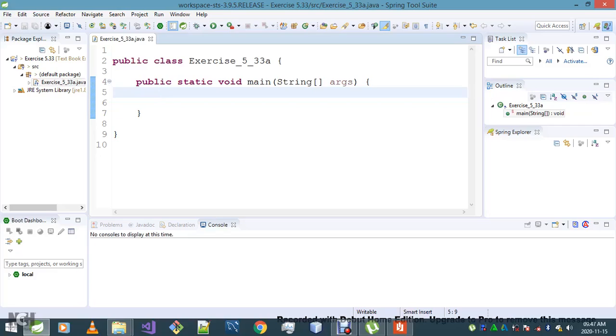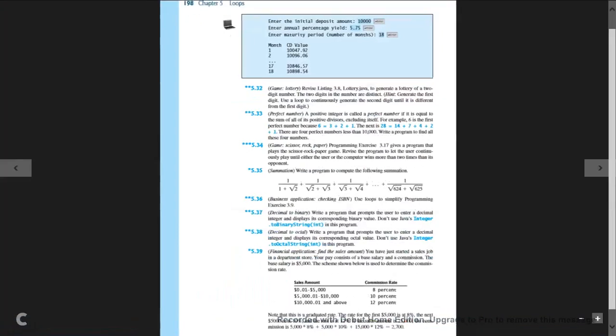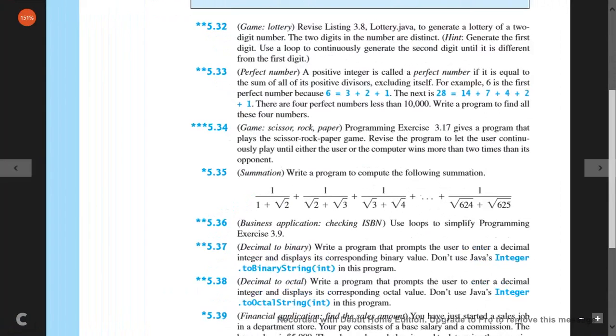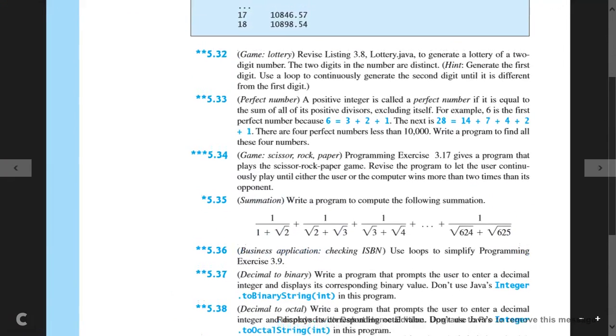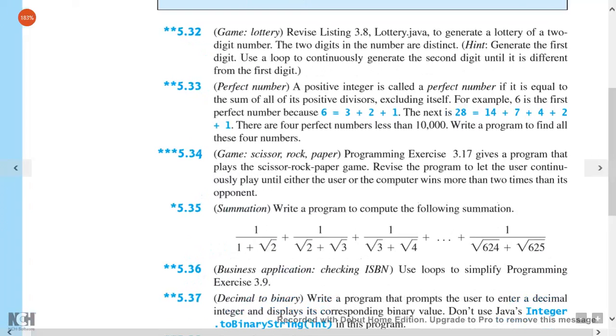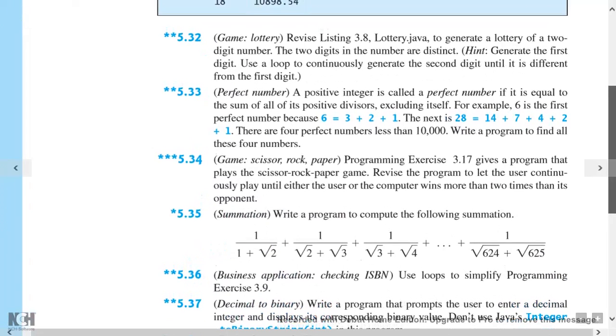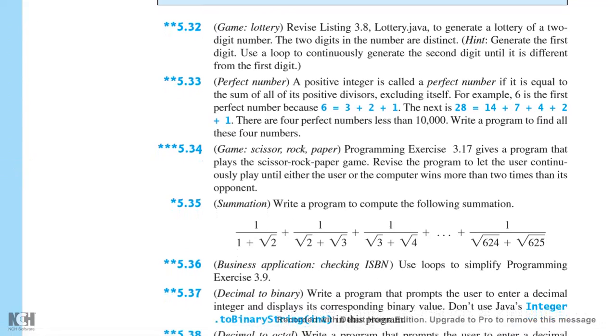It is time to get the ball rolling with exercise 5.33. It seems like it is one of those challenging exercises, but we'll see. Since it has two asterisks, it is considered a problem which is a bit more challenging compared to others.